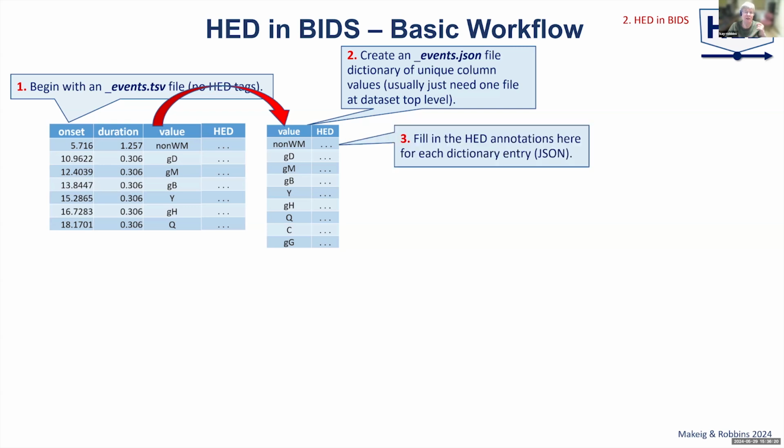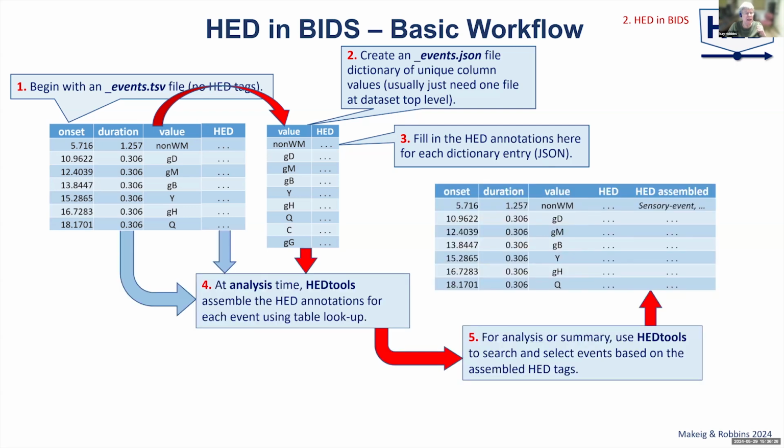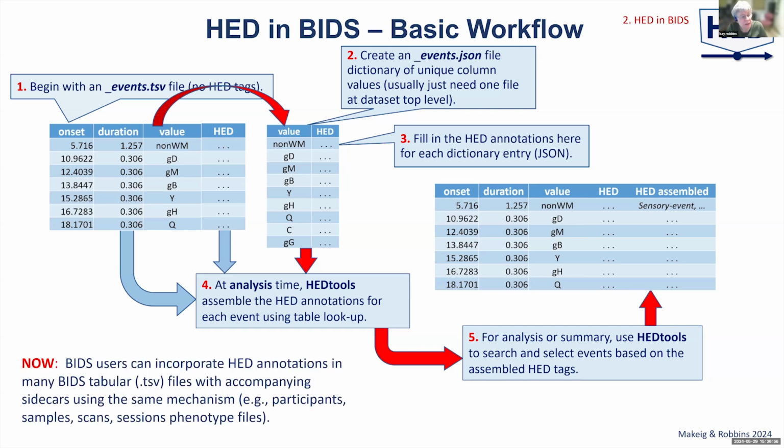Then you fill in the HED annotations for the data, and we have tools for that. And then at analysis time, the HED tools take what's in the HED column, if there is one, and assemble event annotations for each event marker, which can then be used for analysis or summary. And you can search for events and do other things, create factor vectors, and extract design matrices, or do visualizations.